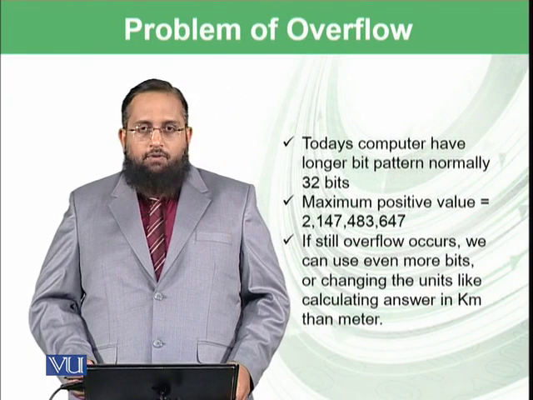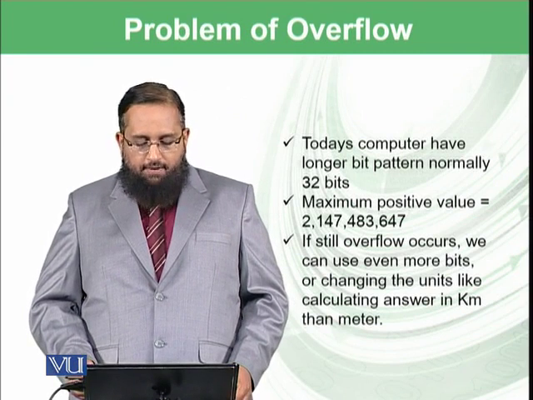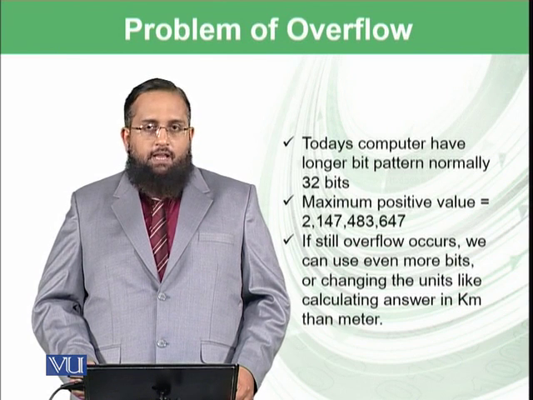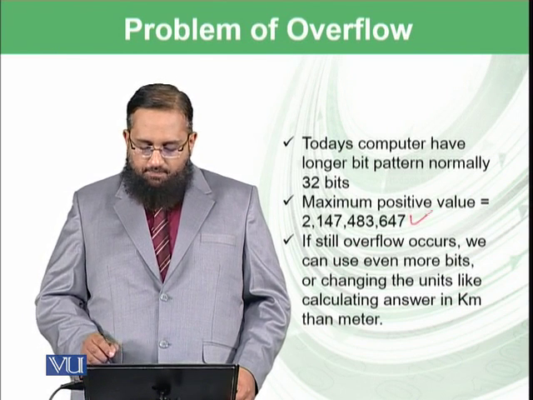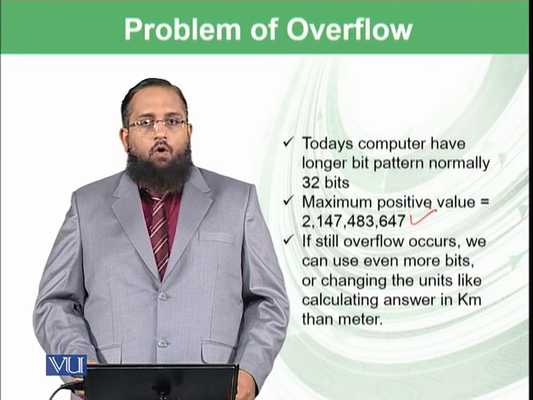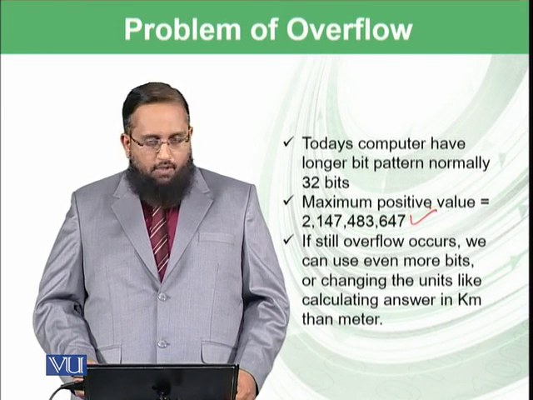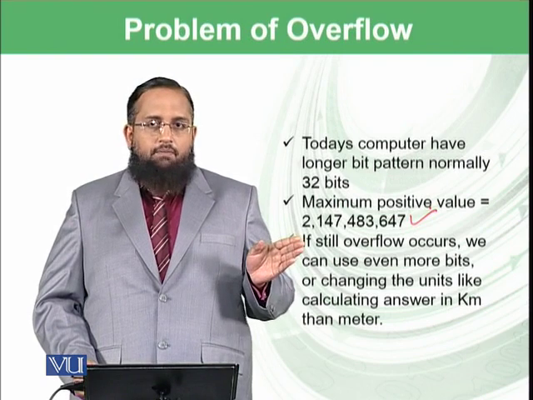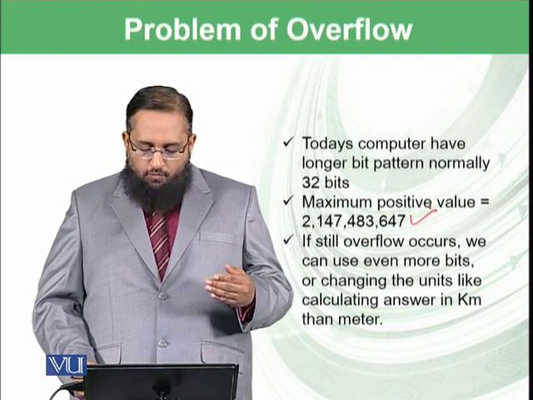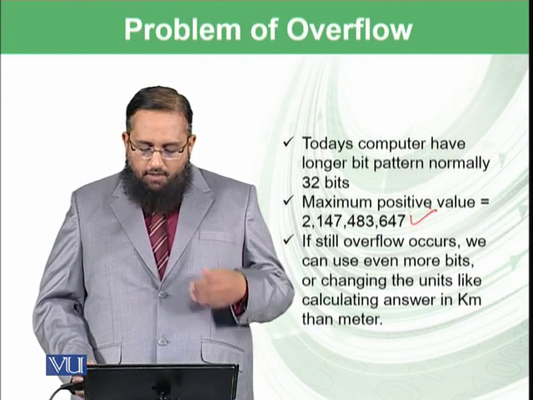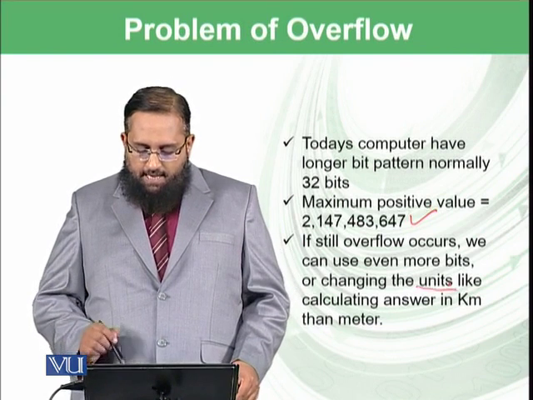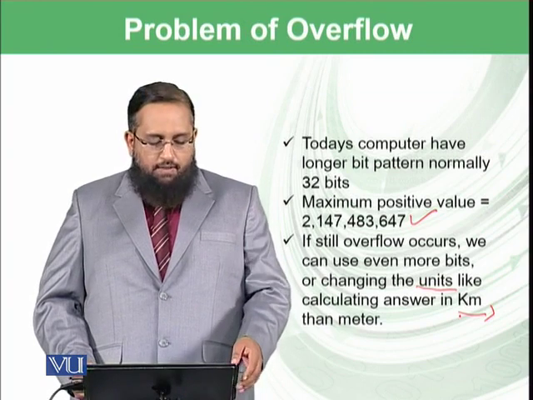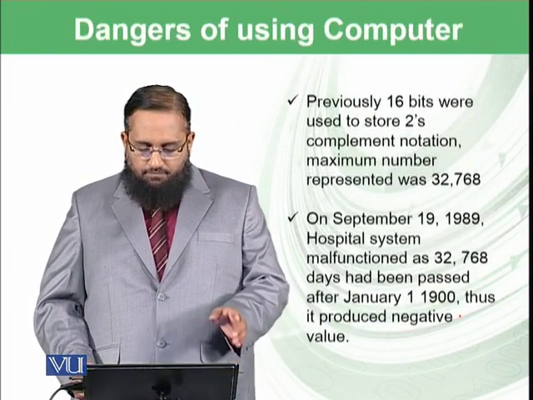Today's computers have longer bit patterns, normally 32. So the maximum positive value which we can represent is this one. And if overflow still occurs, you know that truncation is not a problem. You can just leave that bit. But if there is an overflow, then you can use more bits, or you can change the units, like calculating things in kilometers rather than meters, which will give you a smaller number of bits.